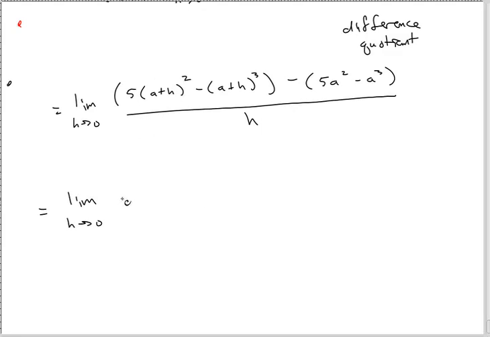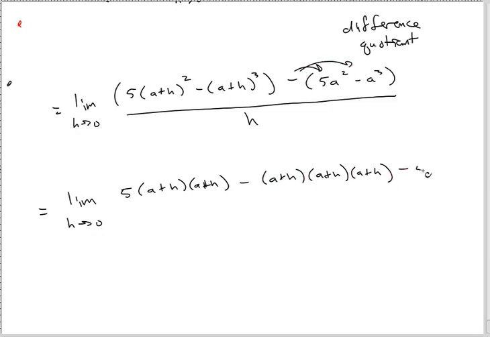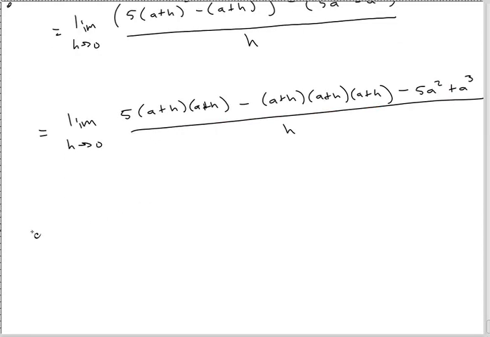So I have a square, and so that's going to be 2 of these terms. And then I have a cube, which is 3 of those terms. And then minus, I'm going to distribute the minus sign here. I get 5a squared plus, since 2 negatives make a positive, a cubed, all over h. I'm still not to the next step. Well, what are you going to do? You're going to FOIL these things out.